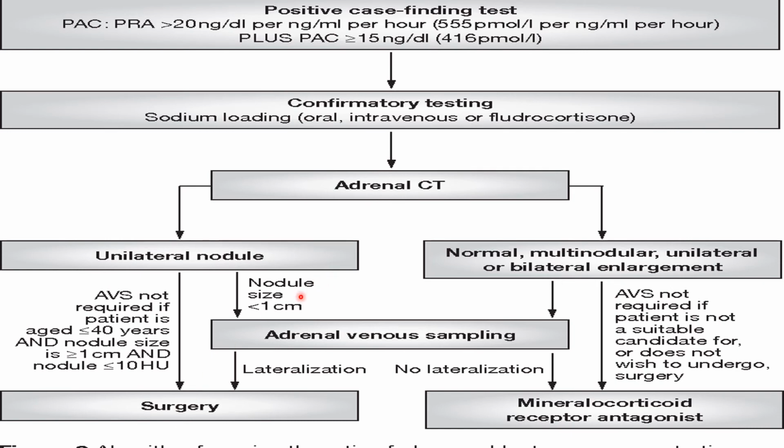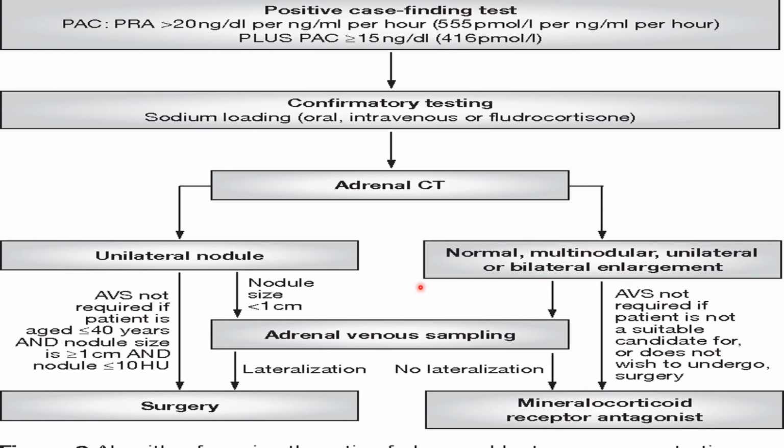But if the size of the nodule is less than 1 centimeter, whatever the age of the patient may be, or the adrenal looks normal, or there is a multinodular lesion or unilateral or bilateral enlargement of the adrenal gland, you go for a test known as adrenal venous sampling, in which you cannulate the adrenal veins bilaterally through a catheter from the femoral vein. You approach the right and left adrenal veins, and you measure the aldosterone levels, and you localize where the aldosterone excess is, either on the left side or right side, based on this testing.